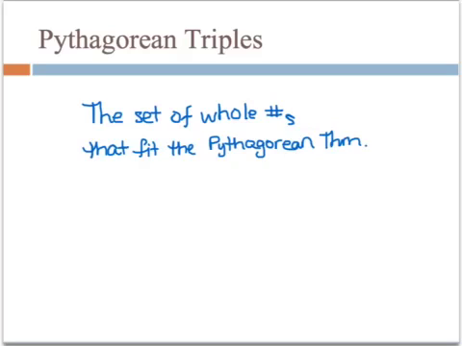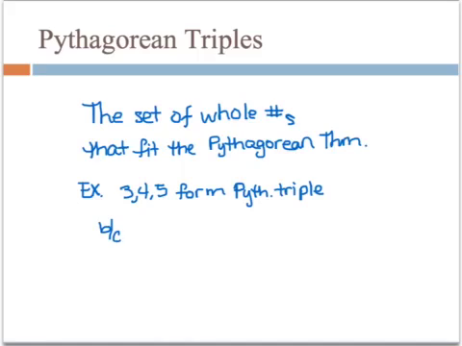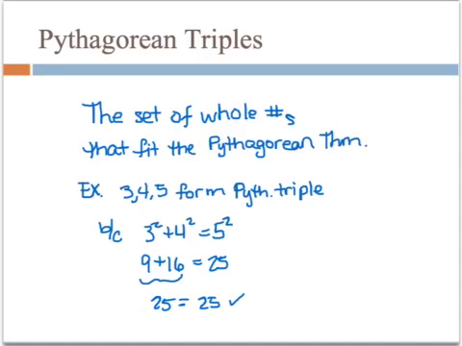For example, I could say that 3, 4, and 5 form a Pythagorean triple. And I could say this because 3 squared plus 4 squared is equal to 5 squared. 3 squared is 9, 4 squared is 16, and then 5 squared is 25. 9 plus 16 is 25. So they are equal. So there we go, 3, 4, and 5 form a Pythagorean triple.